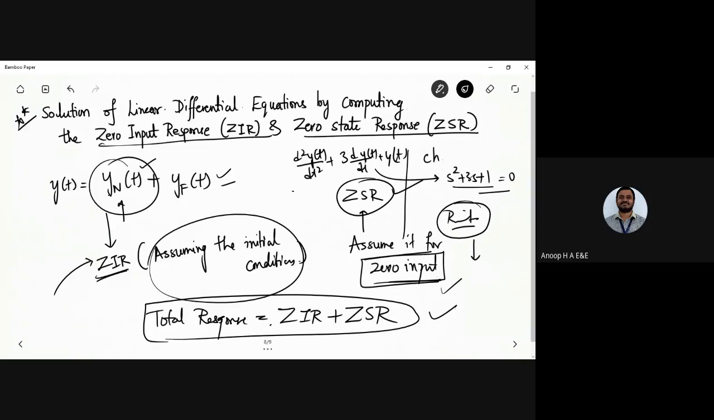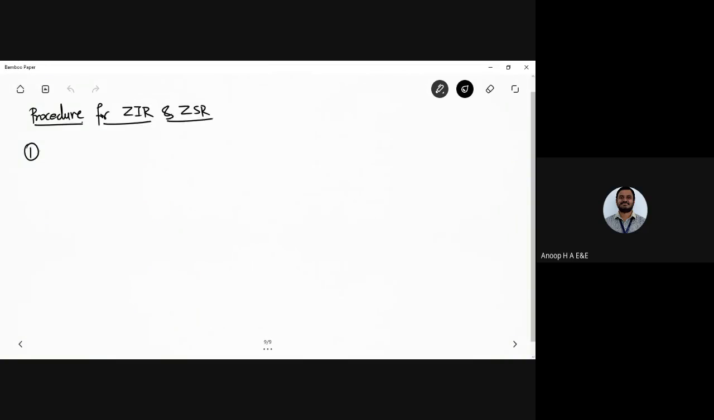So in ZIR, you assume the initial conditions which are there in the problem. Next, in the case of ZSR, you are going to do it for the zero input. You calculate both ZIR and ZSR, sum them up, and then you get the total response. Okay, so I'll tell you what the procedure looks like.